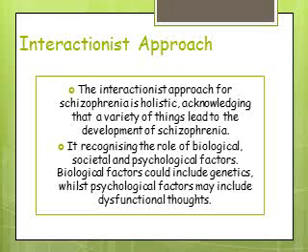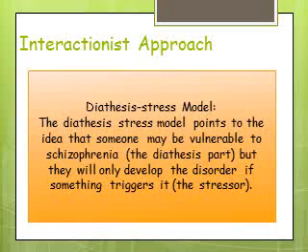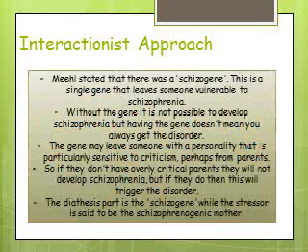The interactionist approach for schizophrenia is holistic. It acknowledges that a variety of things can lead to the development of schizophrenia. They recognise the role of biological, societal and psychological factors, whilst biological factors could include genetics and psychological factors could include dysfunctional thoughts. The diathesis-stress model points to the idea that someone may be vulnerable to schizophrenia, the diathesis part, but will only develop the disorder if something triggers it, the stressor.